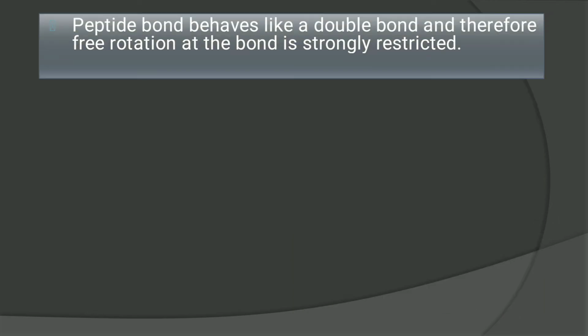The next property is that the peptide bond behaves like a double bond, even though we represent it as a single bond, and chemically it is a single bond. It behaves like a strong double bond that restricts the rotation at this particular bond. So the peptide bond behaves like a double bond, and therefore free rotation at the bond is strongly restricted.